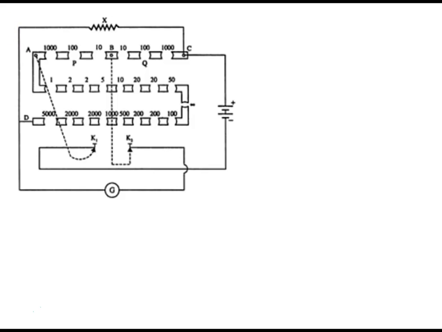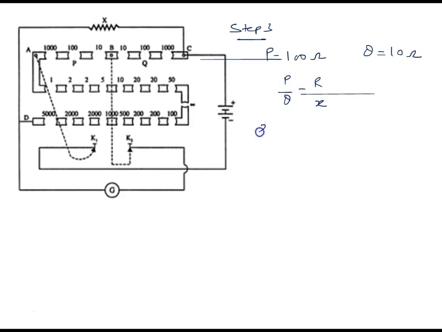In step number 3, let me write here, if we introduce P equal to 100 ohm and Q equal to 10 ohm, again we will apply the formula P by Q equal to R by S, that is X. X equal to Q into R by P. So we will write Q is 10, P is 100 and R, so it is R by 10.